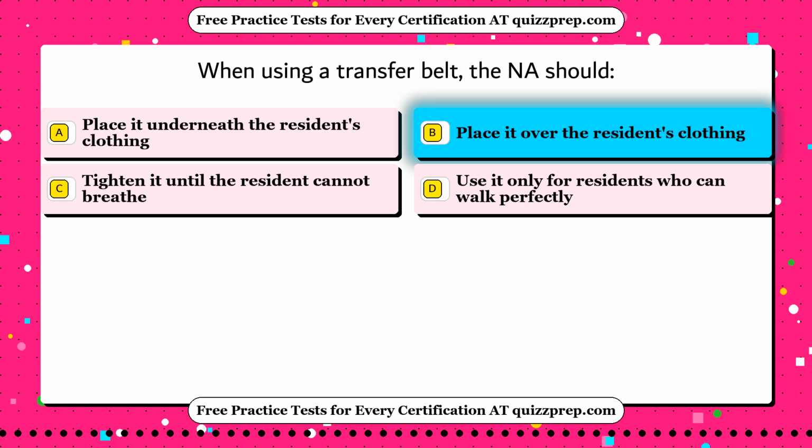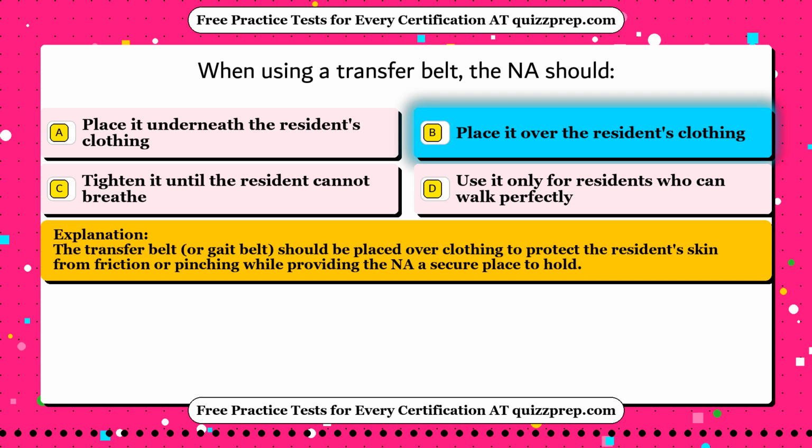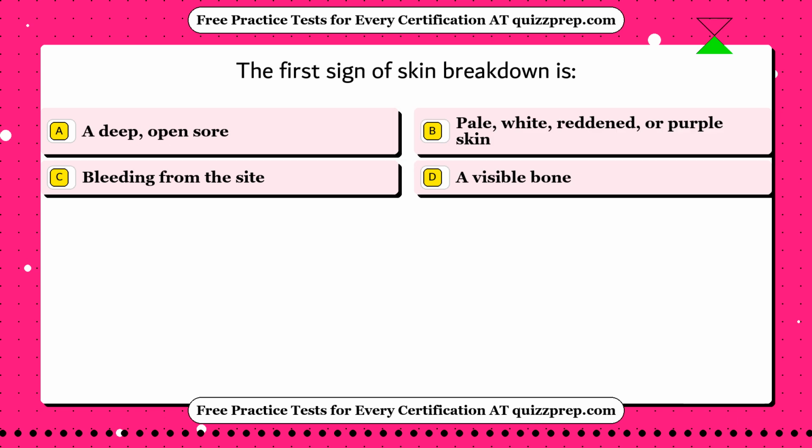The correct answer is option B. Place it over the resident's clothing. The transfer belt, or gait belt, should be placed over clothing to protect the resident's skin from friction or pinching while providing the NNAAP a secure place to hold. Question 33. The first sign of skin breakdown is: Option A.